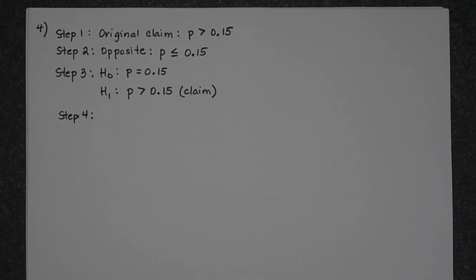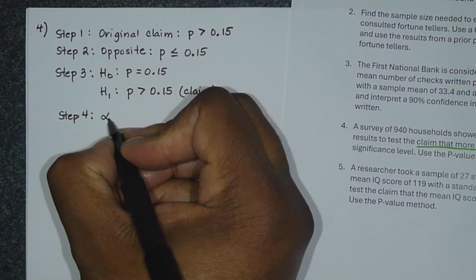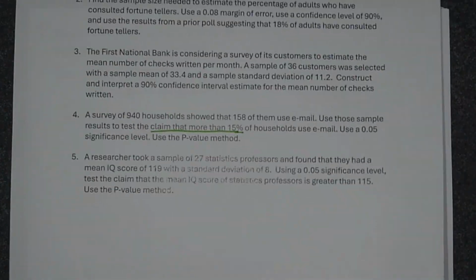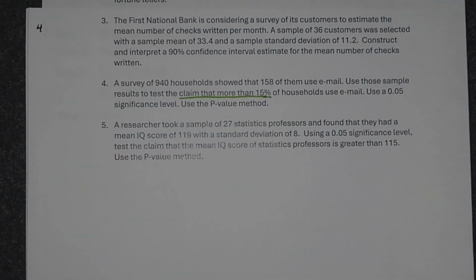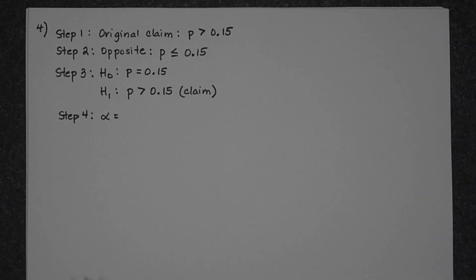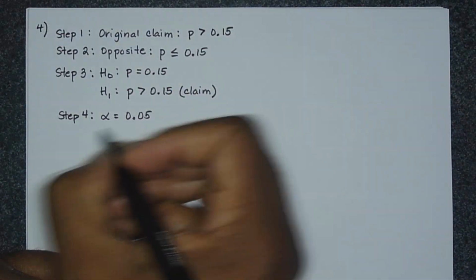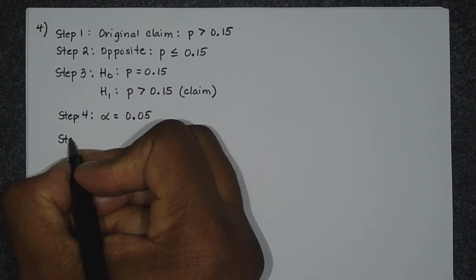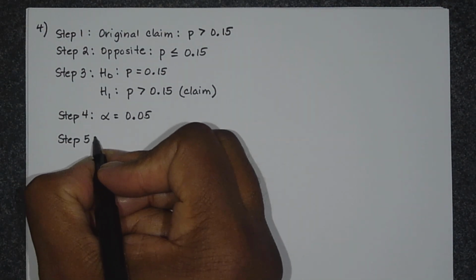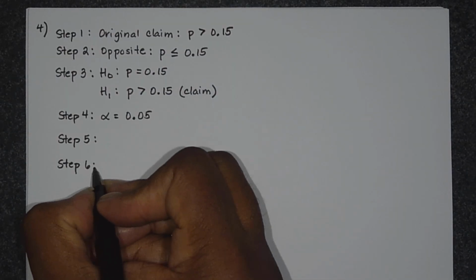Step number 4 would be the level of significance. What's our level of significance here? 0.05. That's given to you in that problem. Now this is where step 5 and step 6 come in, where we use our graphing calculator.